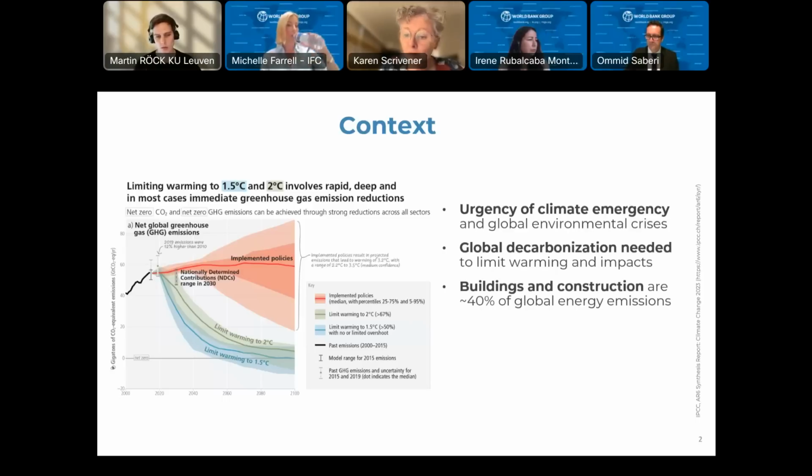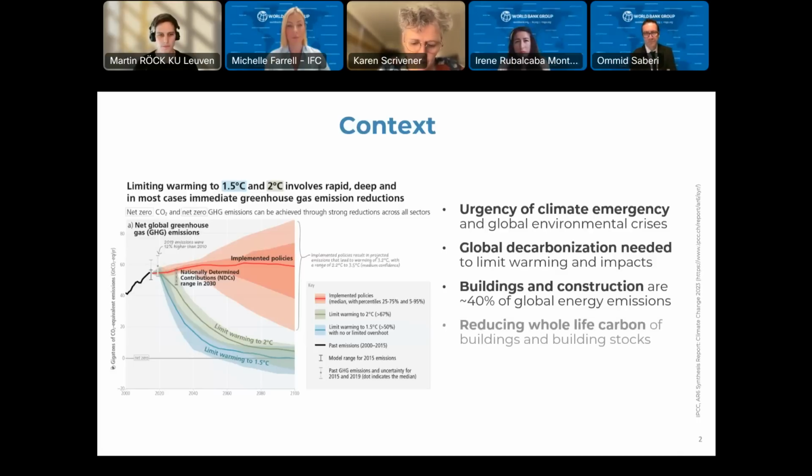And this also involves buildings and construction. As many of you will know, there are around 40% of the global energy-related emissions that relate directly to building, construction, and operation. And as Professor Scrivener just said, this figure is likely an underestimation because it does not consider certain process-related emissions. Reducing the whole life carbon of buildings is therefore very important for both building level as well as building stock level, so for building related emissions at the national and transnational and eventually global level.